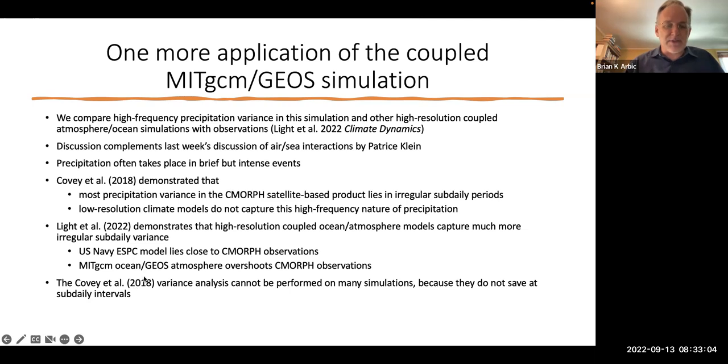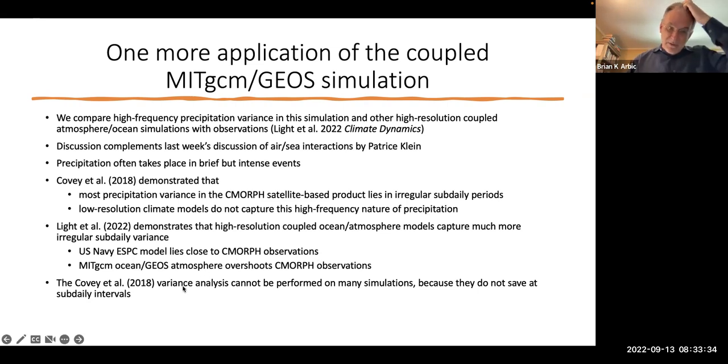The MIT GCM GEOS atmosphere model overshoots the observations. Just a kind of humorous observation: Dimitris Menemenlis is one of my best friends in the field, but we have written a lot of papers where we show that the tides in his simulations are too large, and now we're showing that his precip is also too large. Anyway, we have good fun writing these papers.